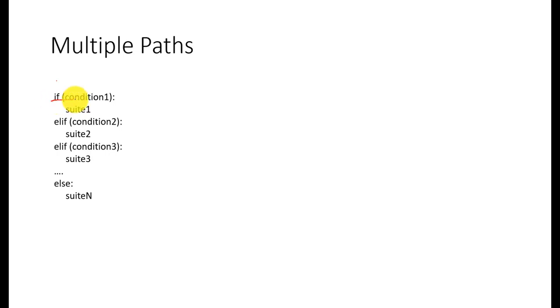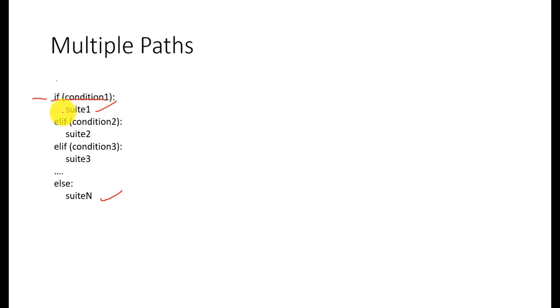Okay, so let's move on to the next line. So far we have discussed only if and else. If the condition is true, then we execute this suite, otherwise we execute suite n. So we had two paths in our program. However, what this slide wants to say is that there can be multiple paths in your program. And how are they executed?